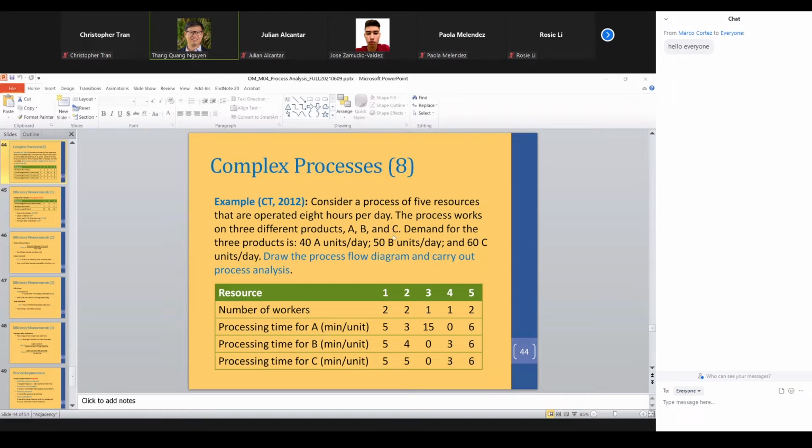So we have a process of 5 resources. Think about this as a restaurant. It is open for 8 hours per day, right? And the restaurant serves 3 different products or dishes, A, B, and C. And we know the demand per day. That's why all of the calculation later on are per day, right? And then we need to draw the process flow, which we did last time, and carry out process analysis. So we are in the middle of the second task that we have right here, right?